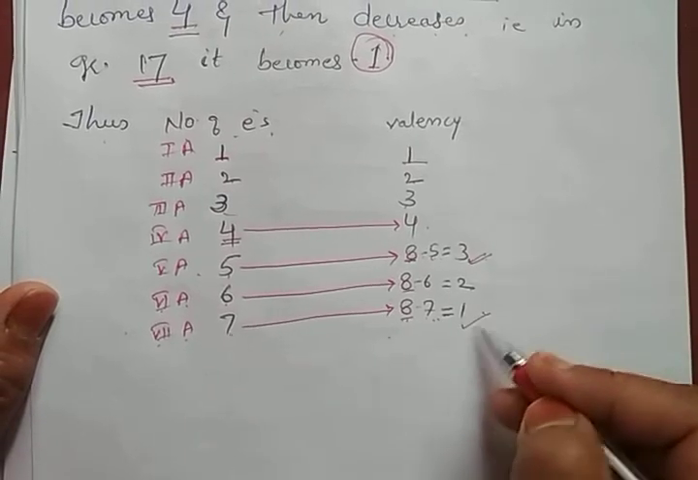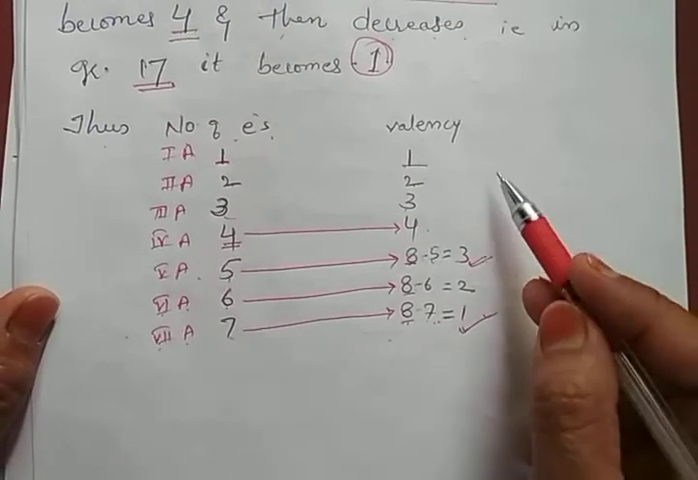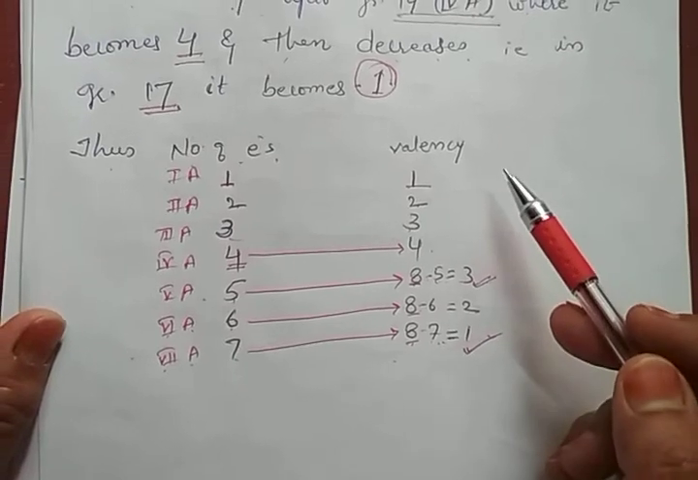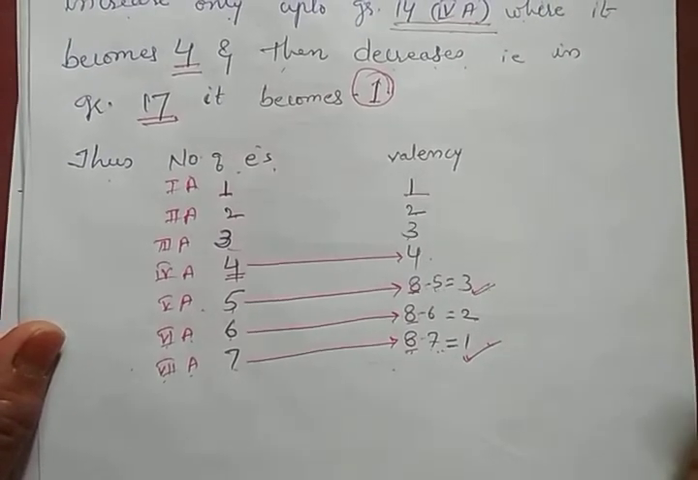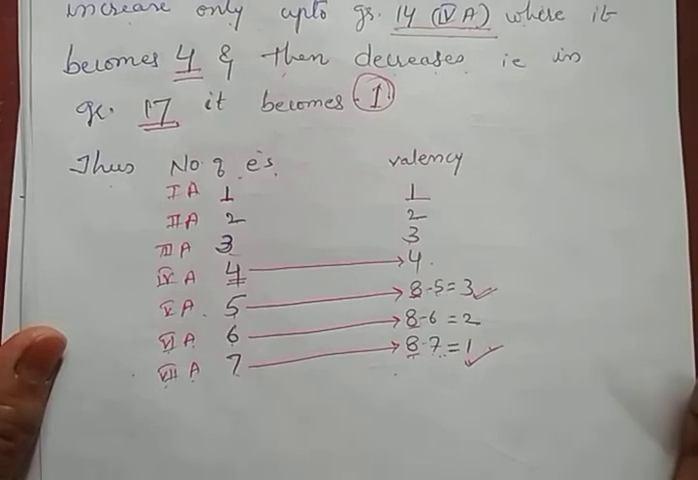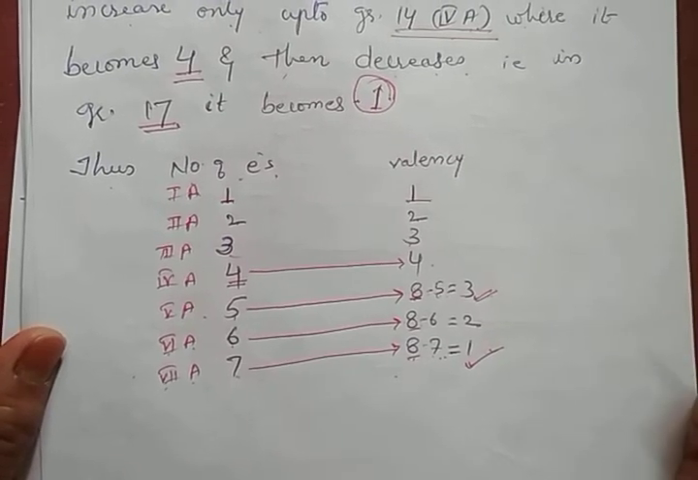So we completed the number of valence shells, the number of shells in an atom, how it changes in a group or in a period, and we have also completed the topic of valency.